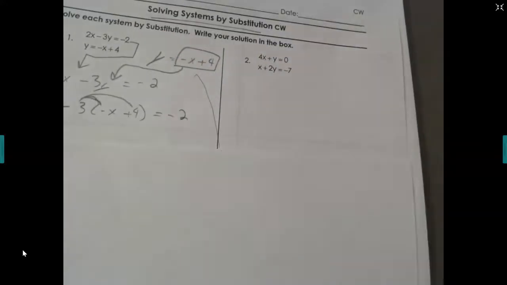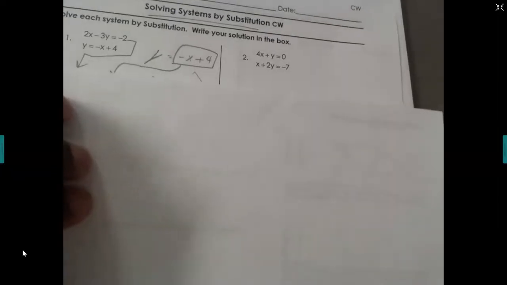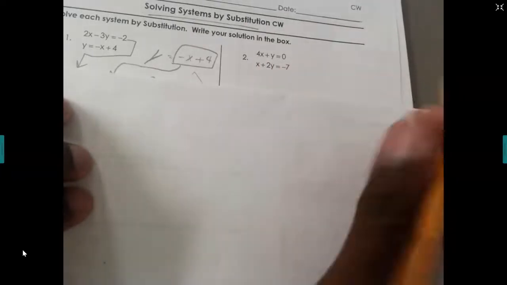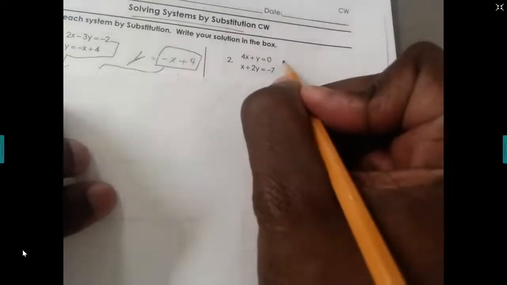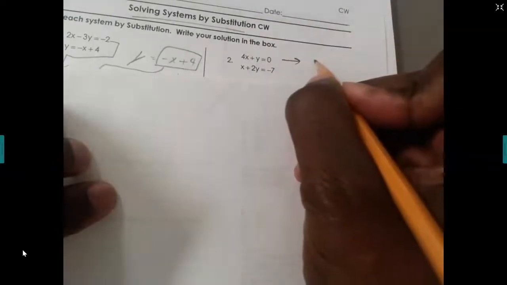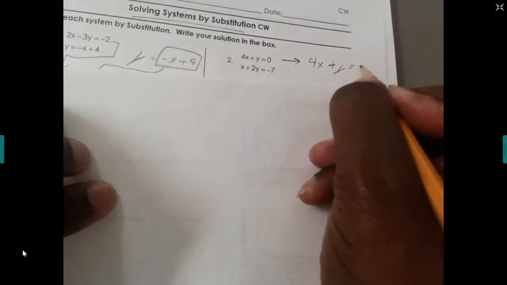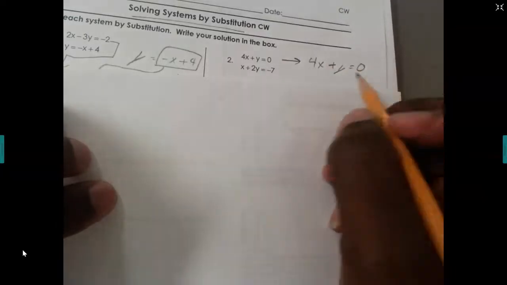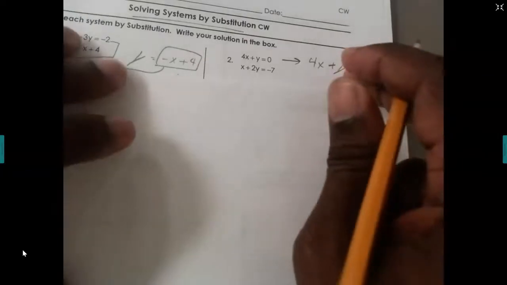Suppose I gave you the second equation. And the second one, notice how neither one of these is solved for any variable. So to begin, you would choose a variable and then solve for it. I'm going to take this one. I'm going to rewrite it over to the side so I can work with it better. So I'm going to solve it for y, or you can solve it for x. It doesn't matter. I'm going to solve this one for y.